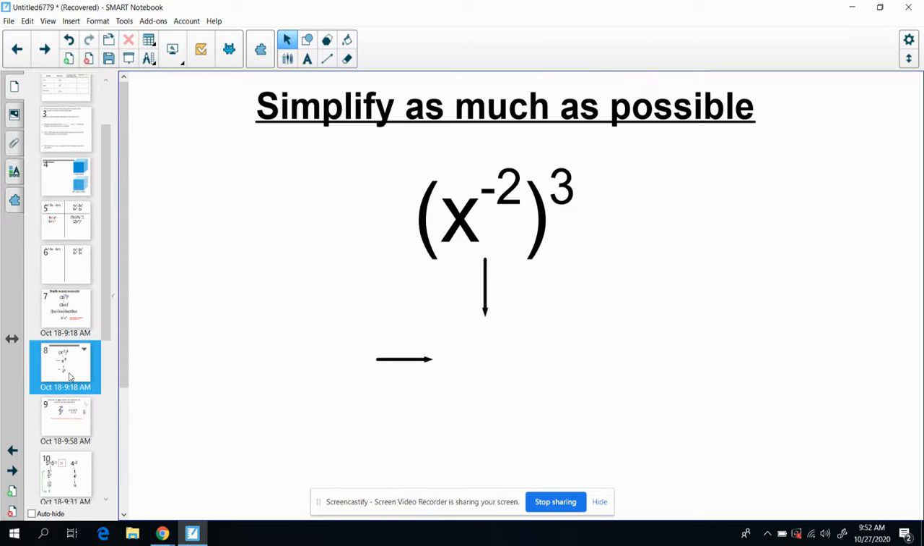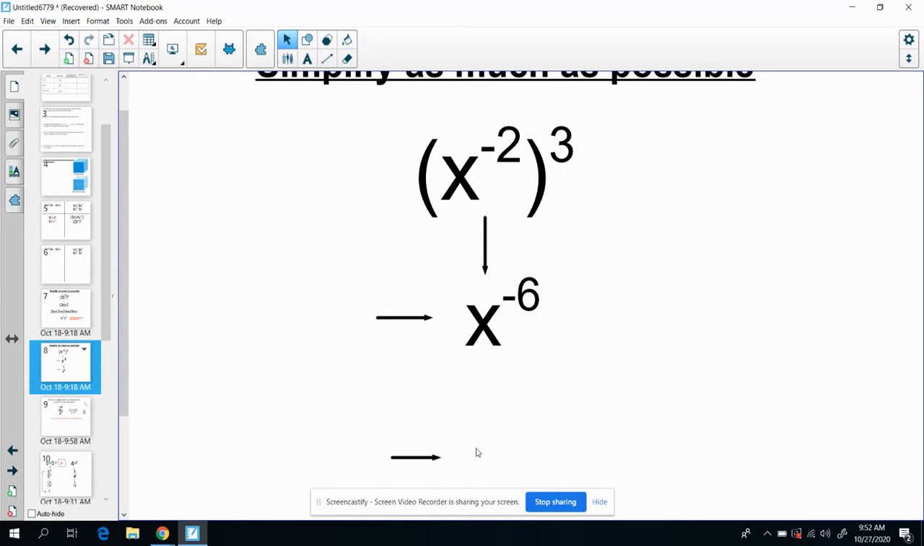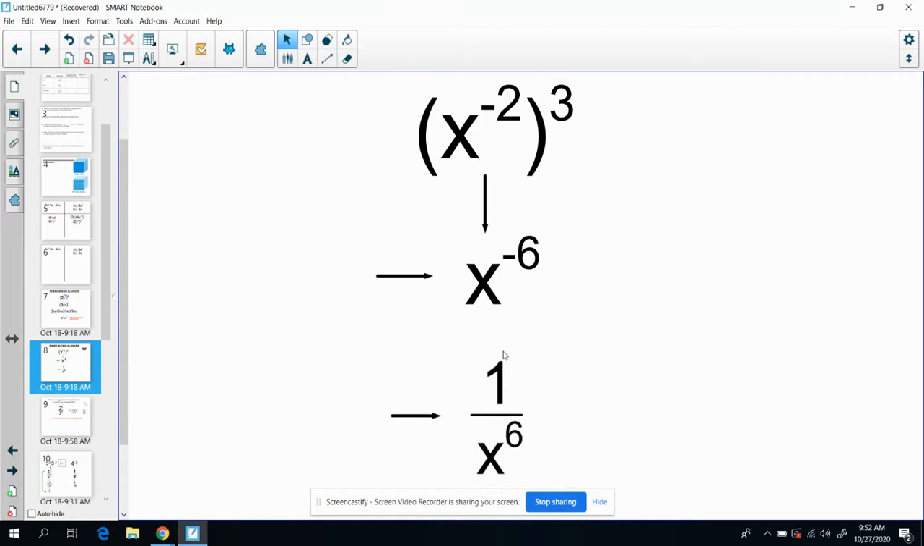All right. Now here we have a negative exponent, right? So if I multiply this, I would get x to the negative 6, right? But if I want to write that with a positive exponent, that would be 1 over x to the 6.